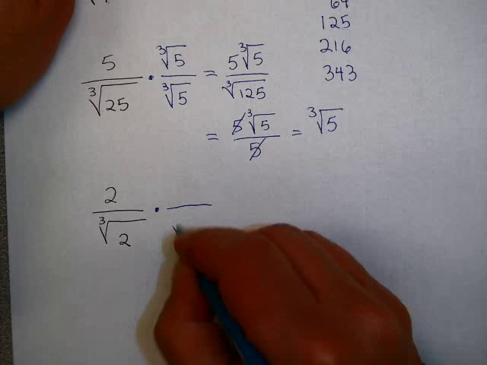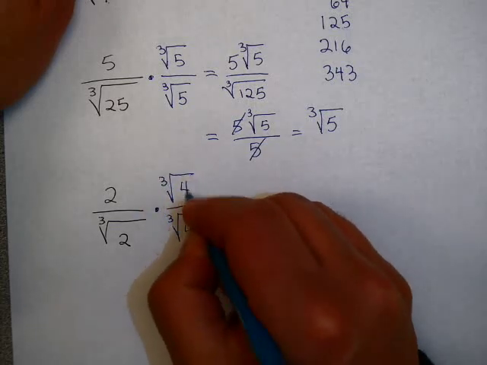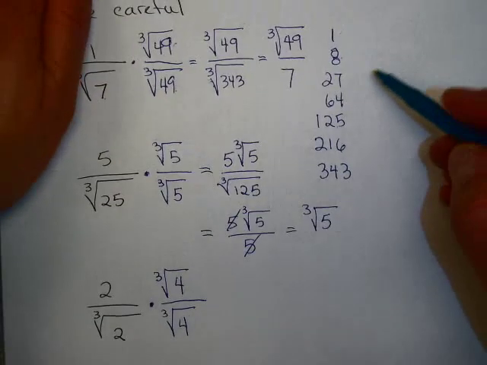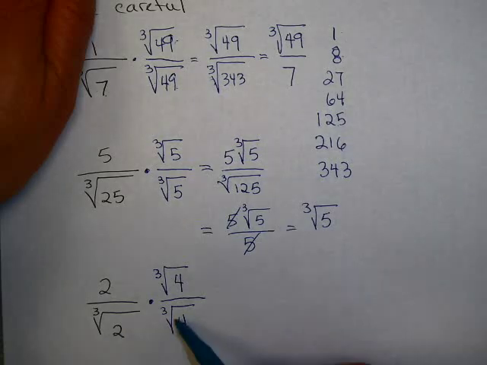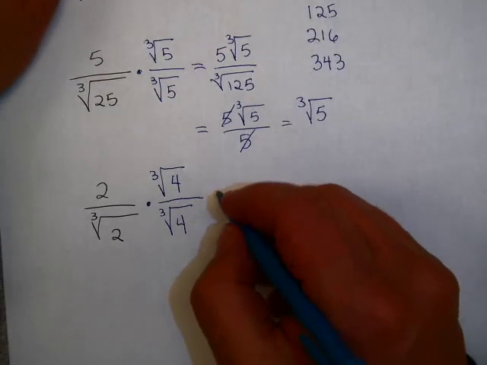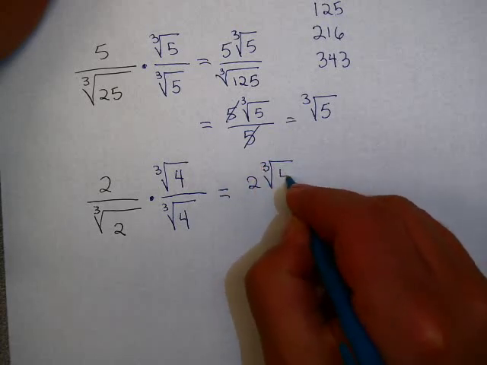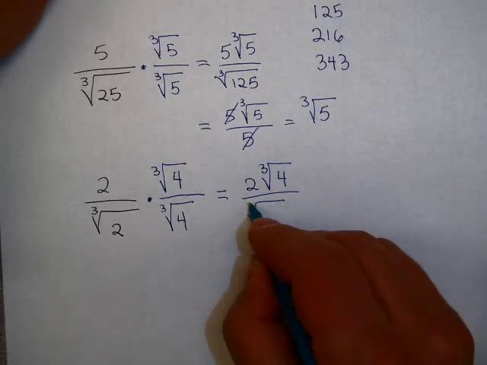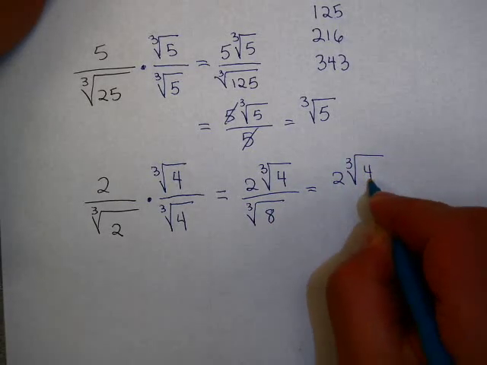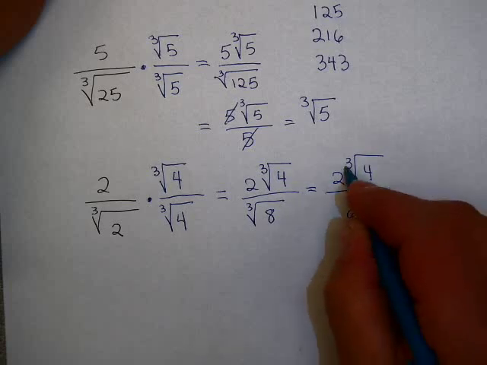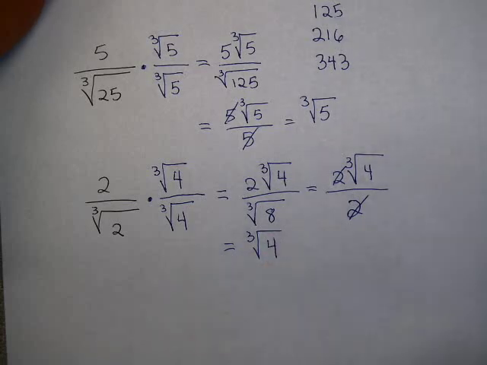Okay, I'm going to multiply by the cube root of 4 and the cube root of 4. Why did I pick the cube root of 4? Again, I want one of these numbers, and the number I'd like to have is 8. 2 times 4 is 8, so that seems like a reasonable choice here. So that would be 2 cube root of 4 over cube root of 8. Cube root of 8 is 2. These divide out, and that's the cube root of 4, which is your final answer.